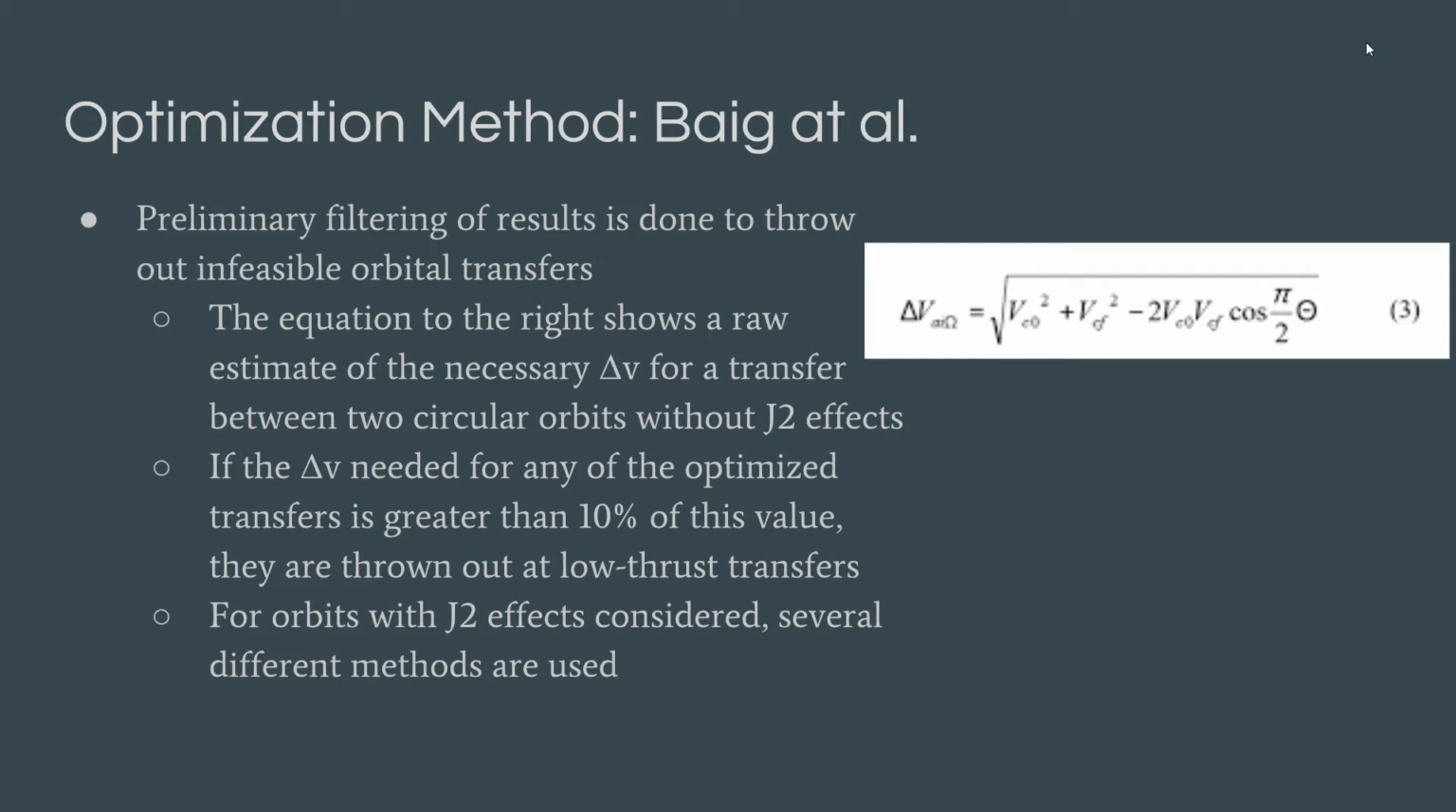Preliminary filtering of the results is done to throw out infeasible orbit transfers, since it is a low thrust system. The equation to the right shows the raw estimate for the necessary delta V for a transfer between two circular orbits without J2 perturbations. The basic check is if the delta V needed for any of the optimized orbit transfers is greater than 10% of this value, it's not a low thrust transfer. The orbits with J2 effects in them have several different methods to calculate the delta V.